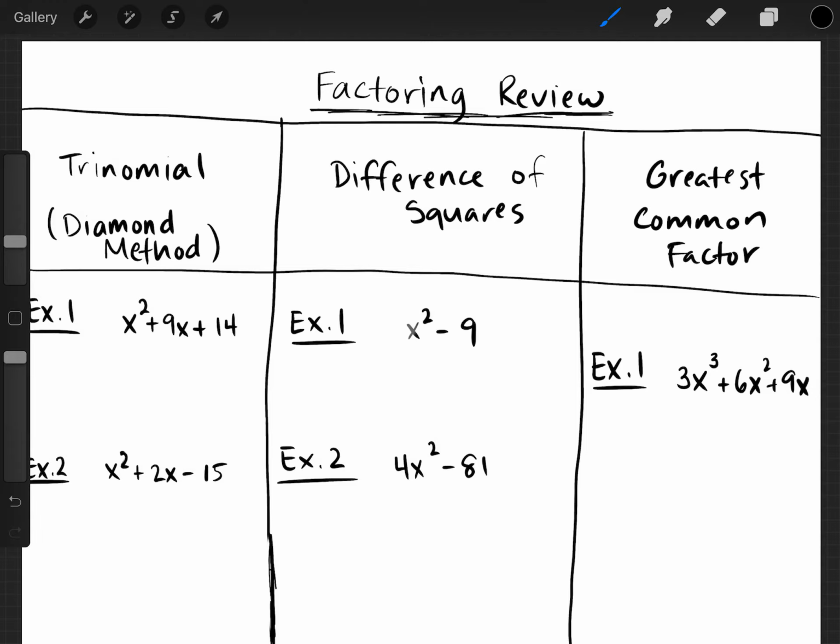Guys, here we go. We're doing some factoring review. This is what we did on Friday, but I want to make sure that you guys see it again because we're just going to be reviewing for this time that we have off.